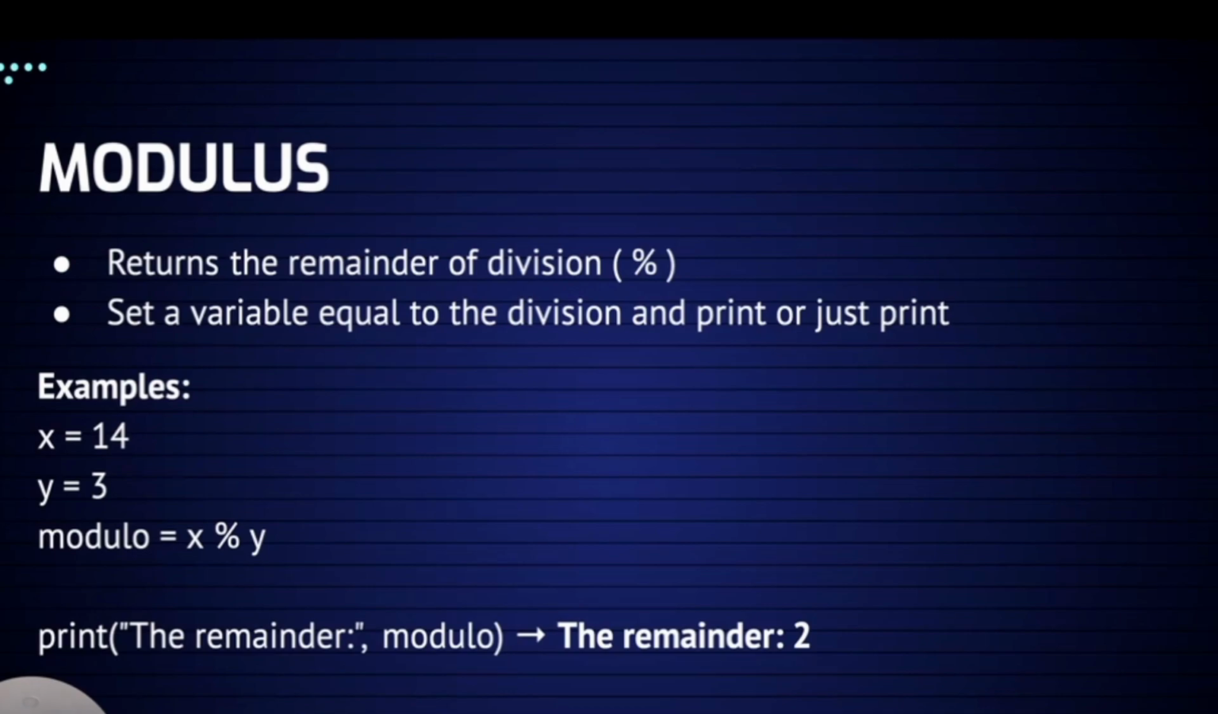And then for the modulus operator, it's a little bit different. It returns the remainder of division, and it uses the little % symbol in the program. And you could use a variable here again, or just print it. So if we had 14 and 3, if we stored the modulus of 14 modulo 3 in the modulo variable, instead of getting 4 remainder 2, it would just return that 2, if we printed it. And then same thing for 8 and 5. If we did 8 modulo 5, instead of returning 1 remainder 3, it would just return the 3.